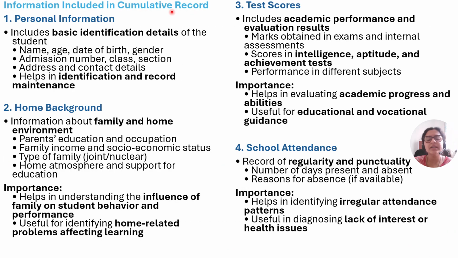What is the information that is included in cumulative record? Personal information like basic identification details like name, age, date of birth, gender, etc. Home background, that is information about family and home environment, like parents' education, occupation, family income, type of family, etc. Then test scores include academic performance and evaluation results. It also includes scores of intelligence, aptitude, and achievement tests. Then school attendance, that is the record of regularity and punctuality of a particular student.